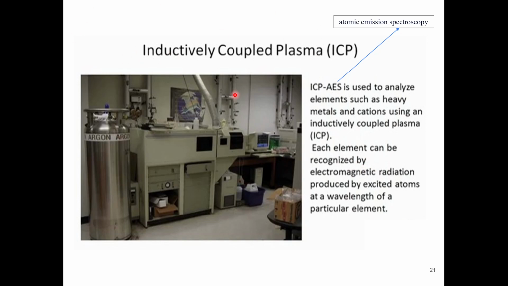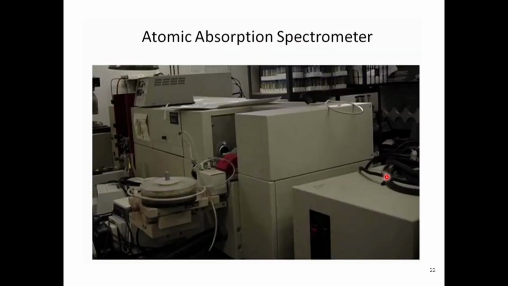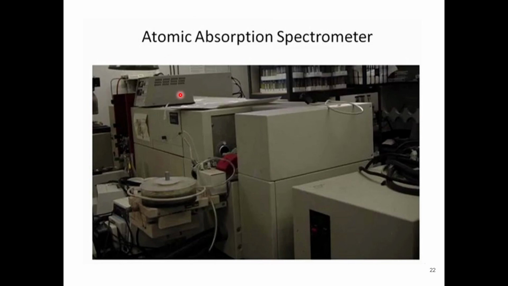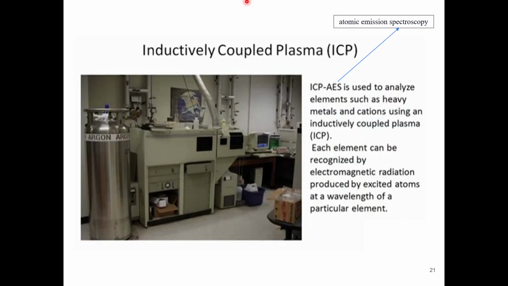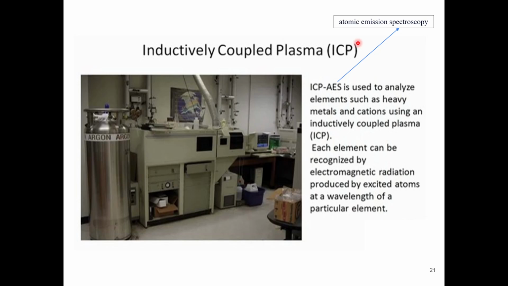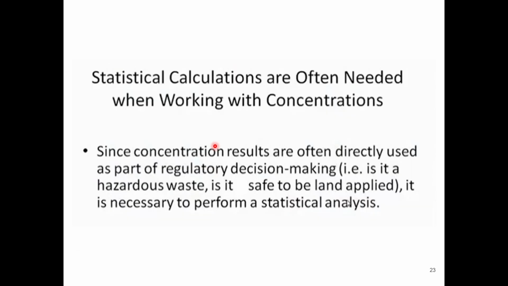So that is the way how ICP, inductively coupled plasma, is carried out. This test method is carried out, and it uses electromagnetic radiation. So one more is the atomic absorption spectrometer. Basically it is used in conjunction with ICP only. So this is the photo of that atomic absorption spectrometer. It is similar to atomic emission spectroscopy, same thing only. So these are some of the techniques basically.